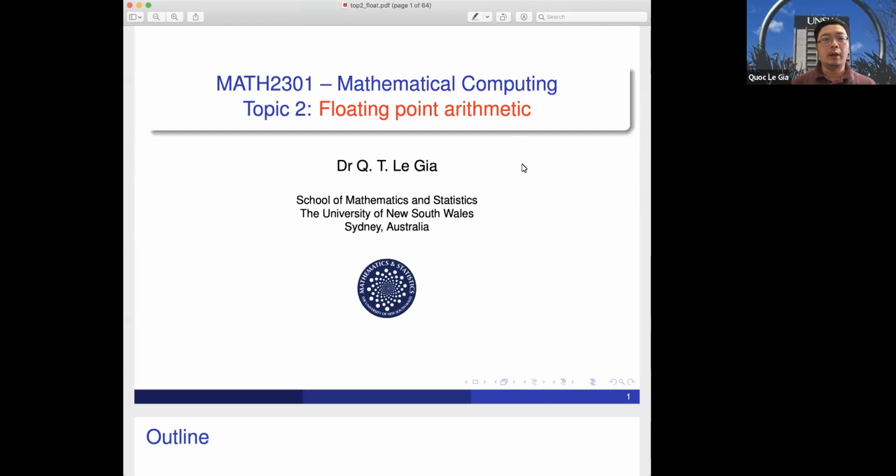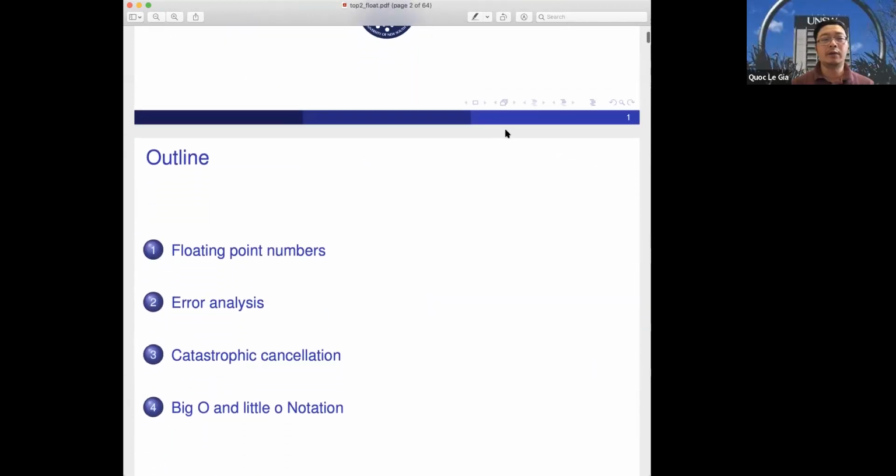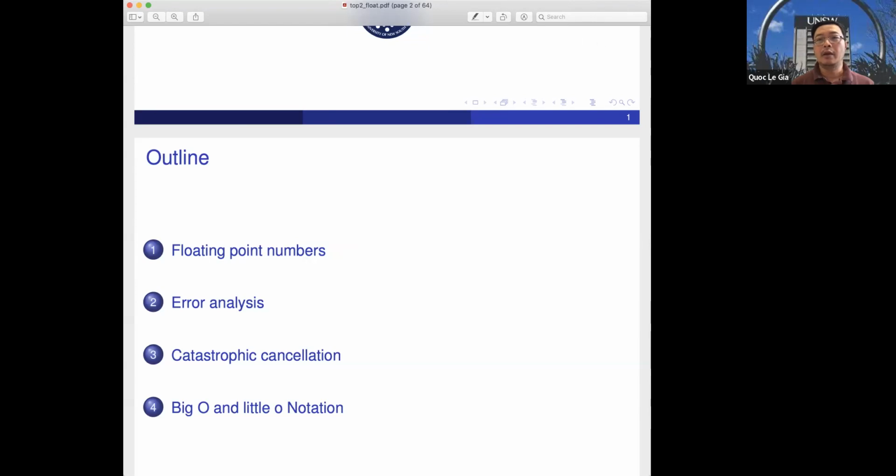So today we are going to talk about floating point numbers. We will define what a floating point number is, and we will explain the errors between real numbers and floating point numbers. Roughly speaking, suppose you have a real number like pi. When you store it in the computer, you cannot store pi exactly. You have to store something like 3.1415. So it causes errors, and we will talk about it.